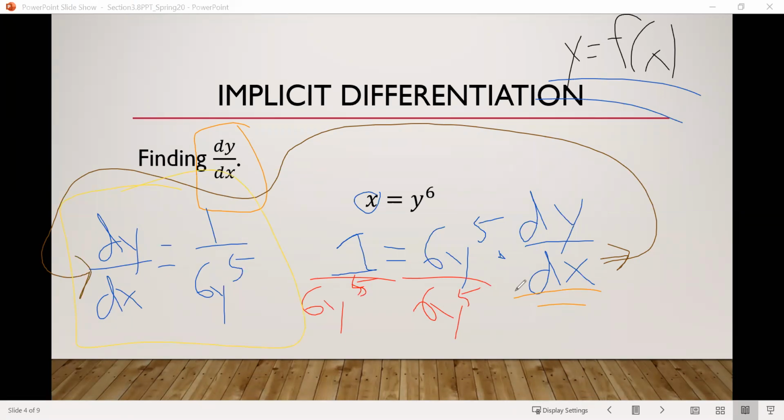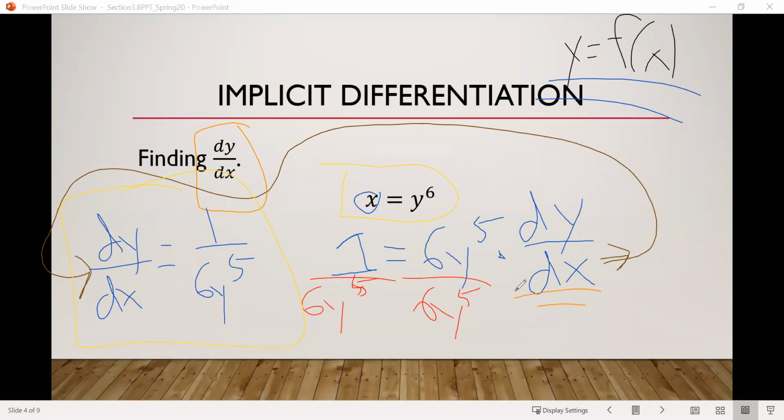Whoa! Kind of crazy, right? Because we end up with a y in our derivative. But that's totally okay. And in fact, at this point in your mathematical careers, depending on where you've been taking your math classes, you probably haven't seen a whole lot of functions like x equals y to the 6th, or x is a function of y. But these are often examples of what we call conic sections.